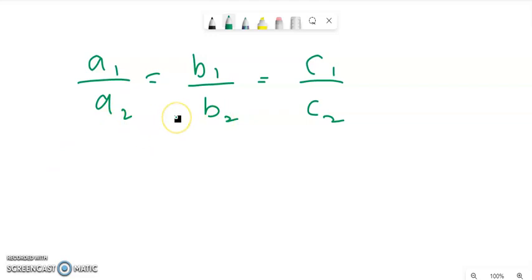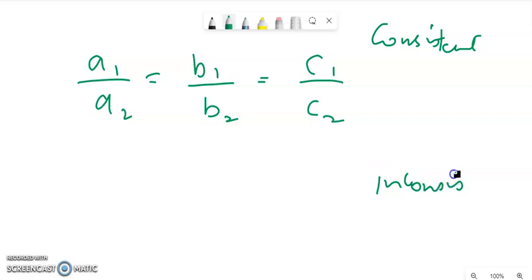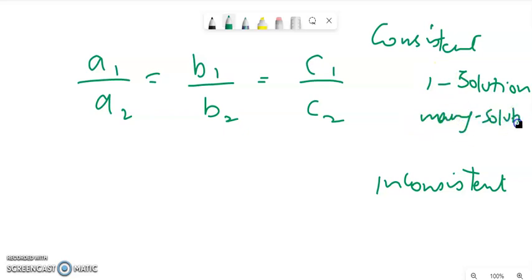So let me just sum up quickly. You should know the concept about consistent and inconsistent. Consistent means it has a solution. It can be one solution or it can be many solutions. And inconsistent means it has no solution. So, you remember the condition?